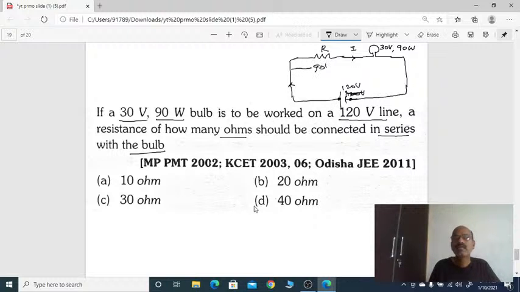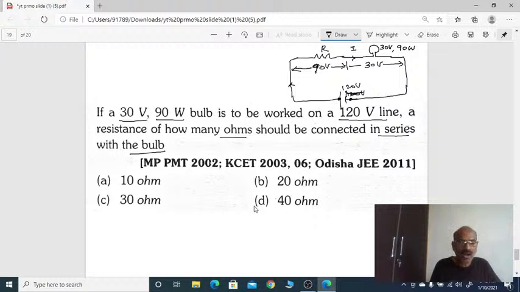Here it is 90 volt across the resistance, and here it is 30 volt across the bulb. Now you understand clearly. Have a try. Yes, Sadaf, Bikram. If a 30 volt 90 watt bulb is worked on a 120 volt supply, how many ohms of resistance should be connected in series with the bulb? That's the only question. Yes, have a try now.